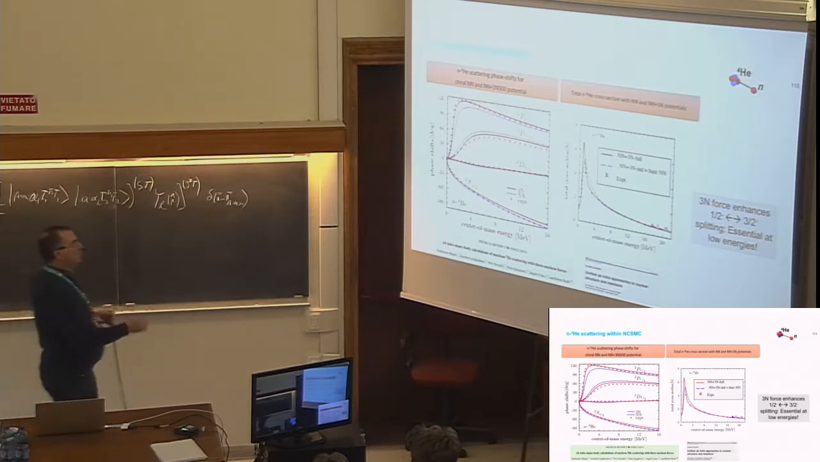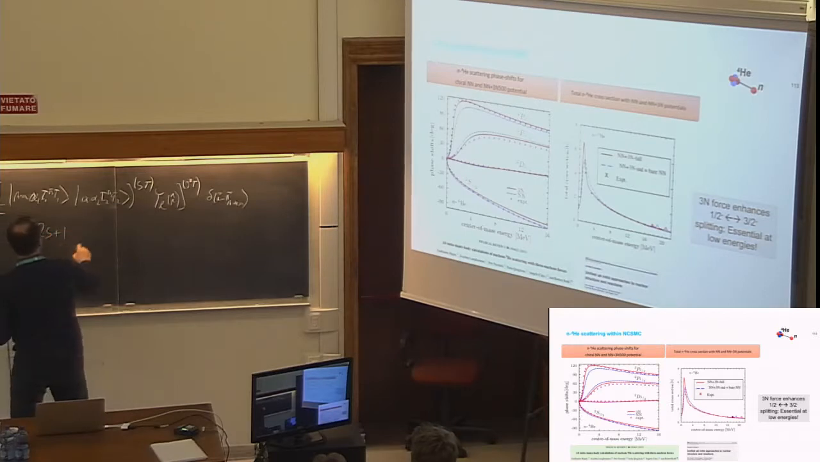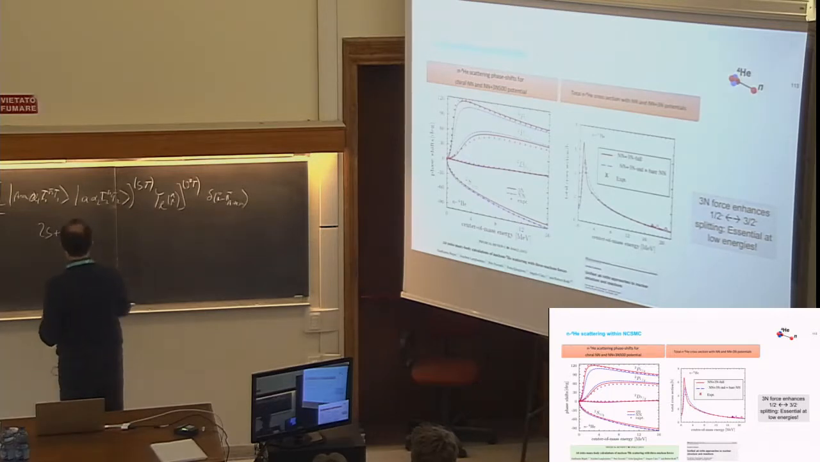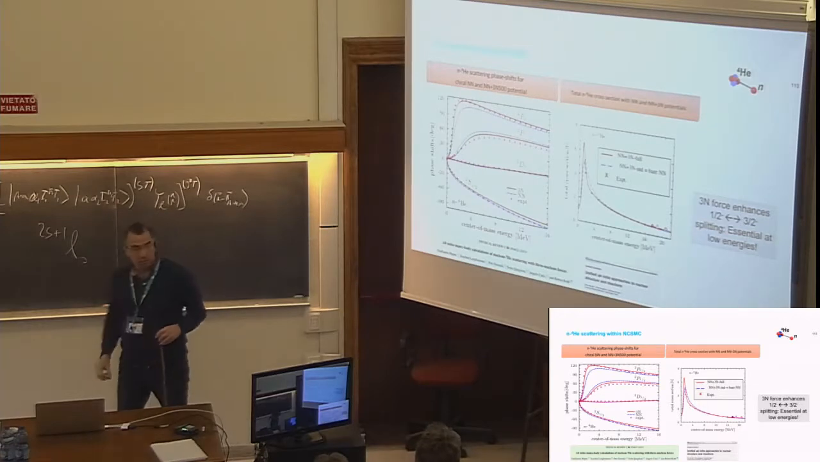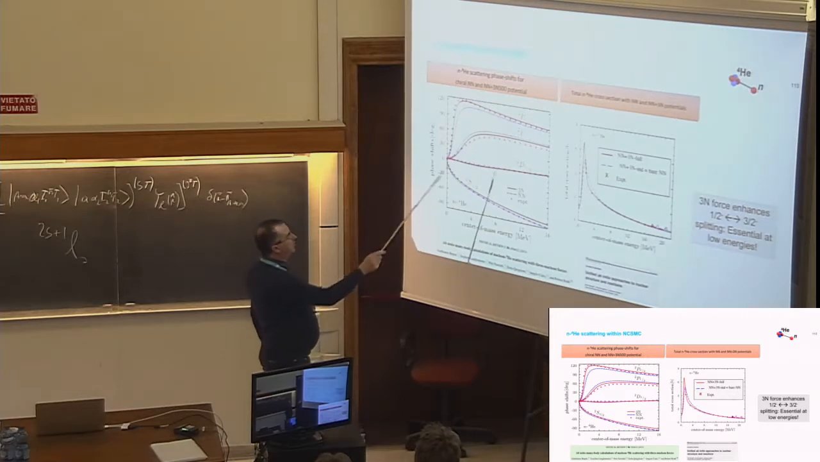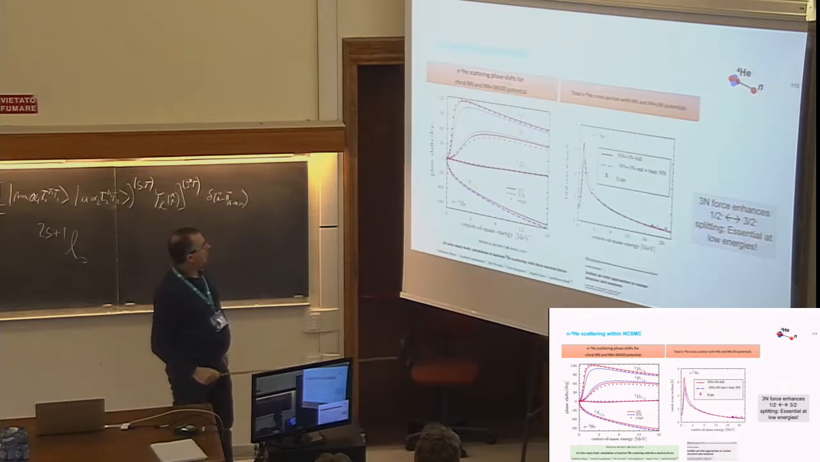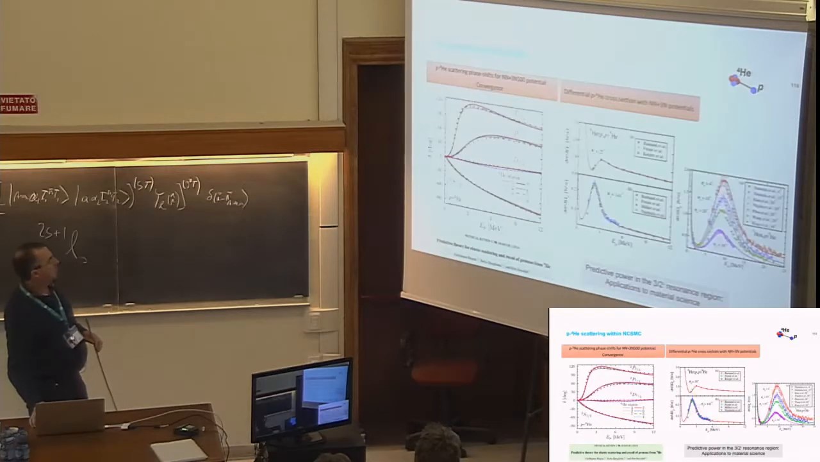Okay, so I always use this notation that you have 2S plus 1, so the S is this, and then I have the L, and then I have the J, right? So the J is this, L is this, and S is that. These rising phase shifts are the P waves, and this is the S wave, and this is the D wave.